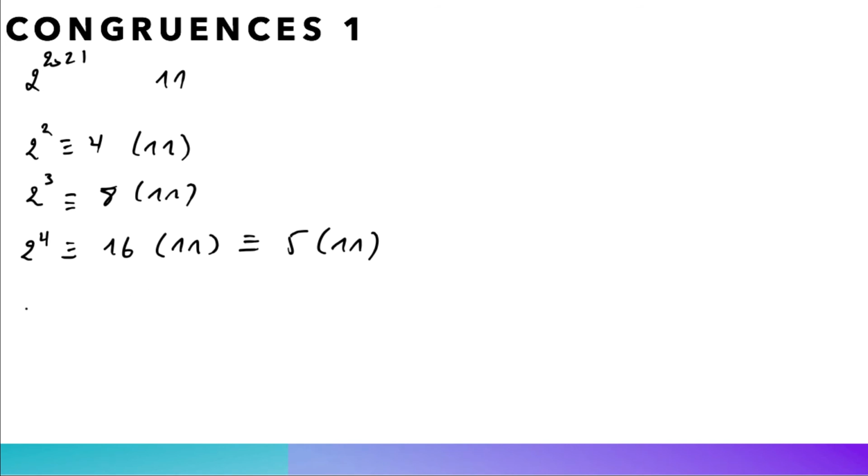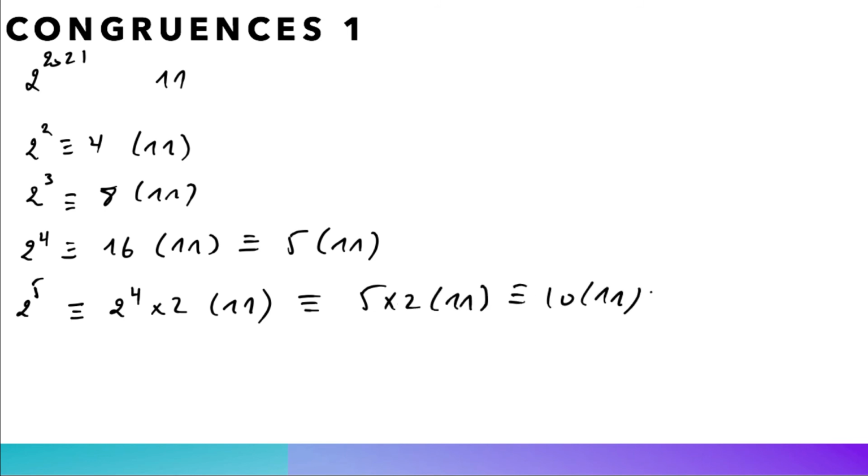We go further to find that 2 to the power 5 is the same thing as 2 to the power 4 times 2 modulo 11. We know that 2 to the power 4 is the same thing as 5, so this is congruent to 5 times 2 modulo 11, which is 10 modulo 11. So this is still not very helpful, but we can see that 10 modulo 11 is congruent to minus 1 modulo 11, which can be helpful for our computations.